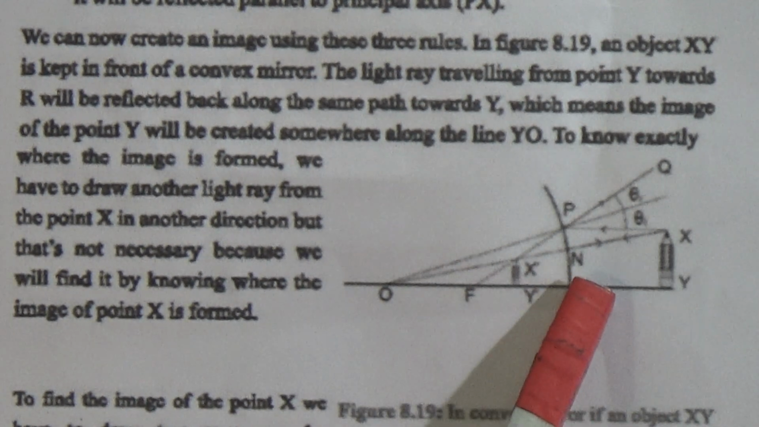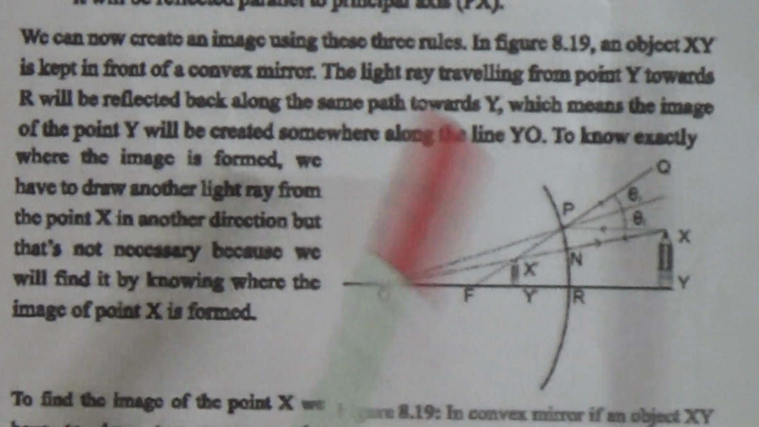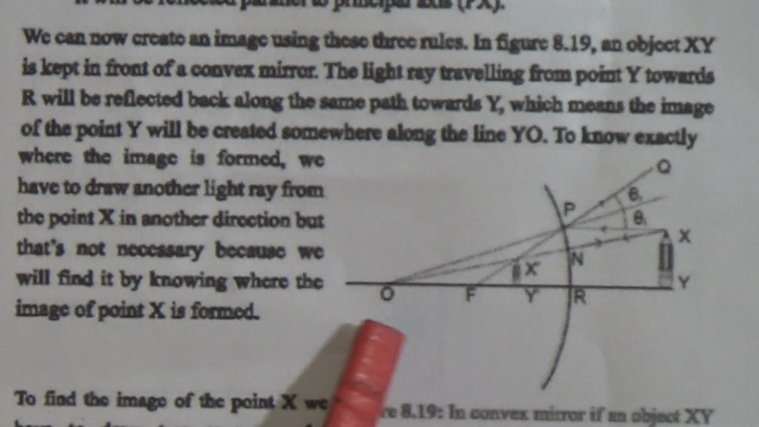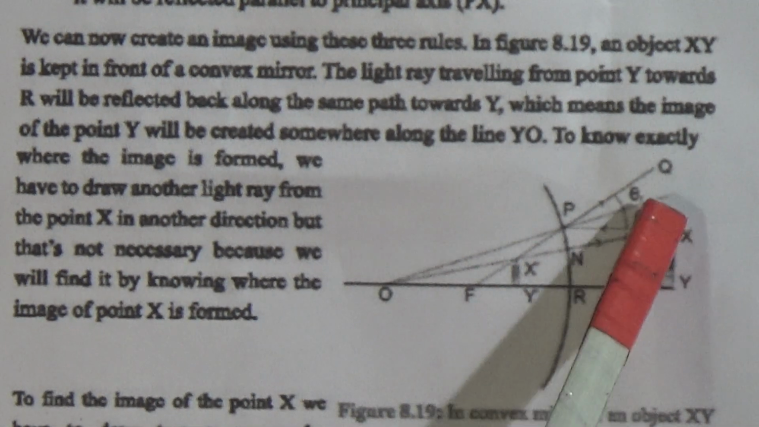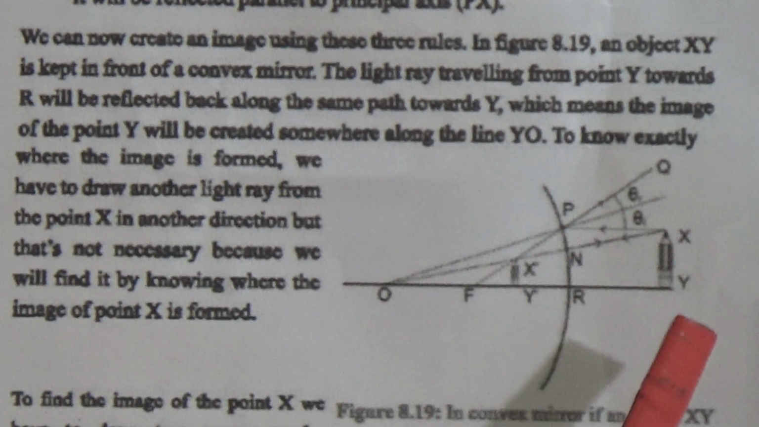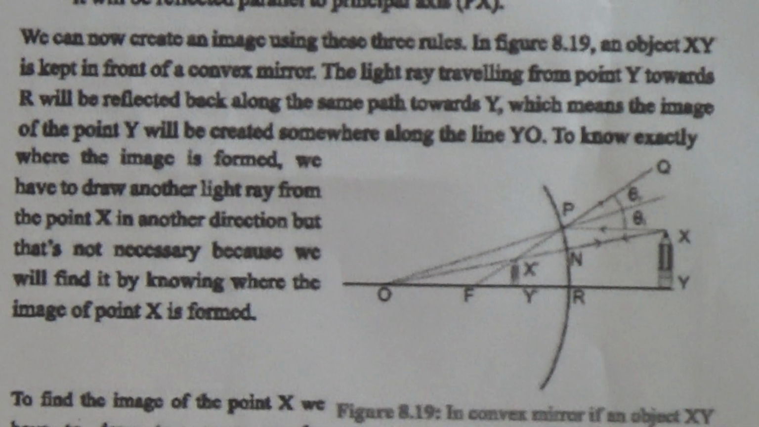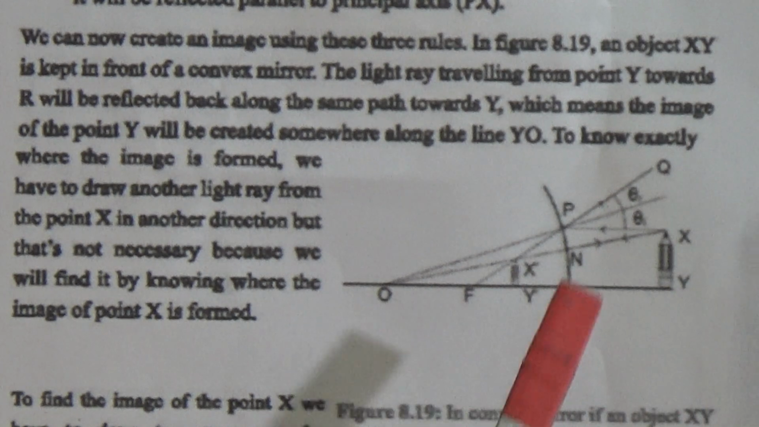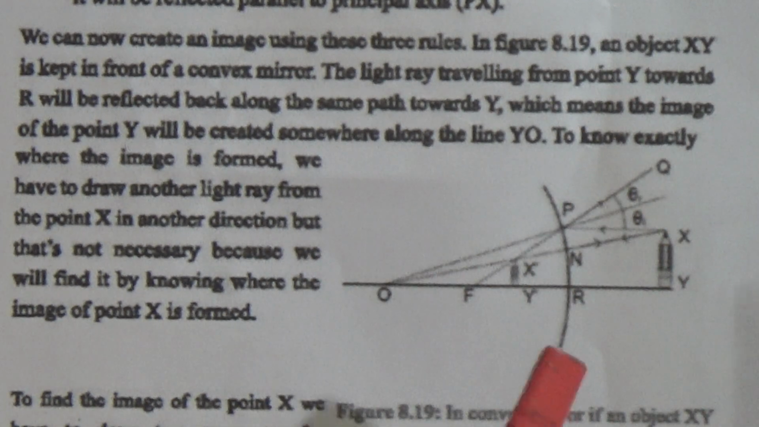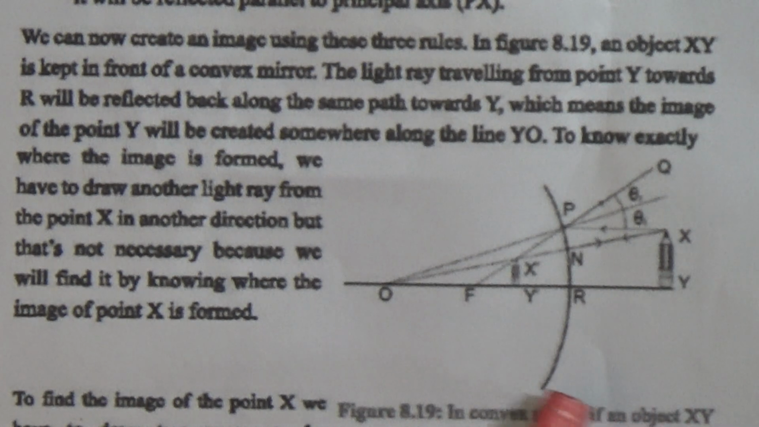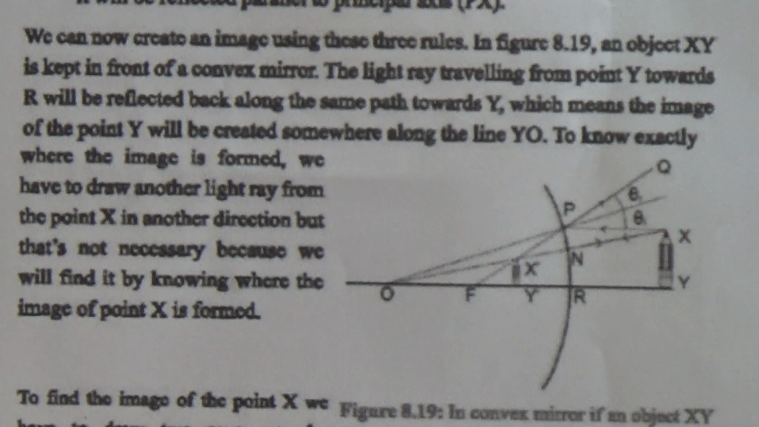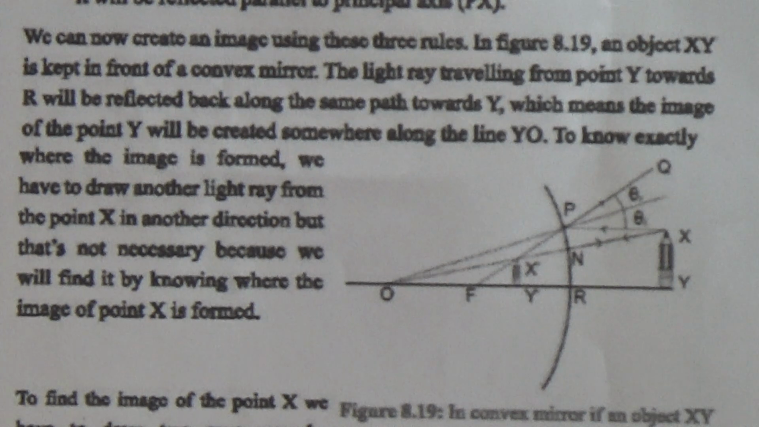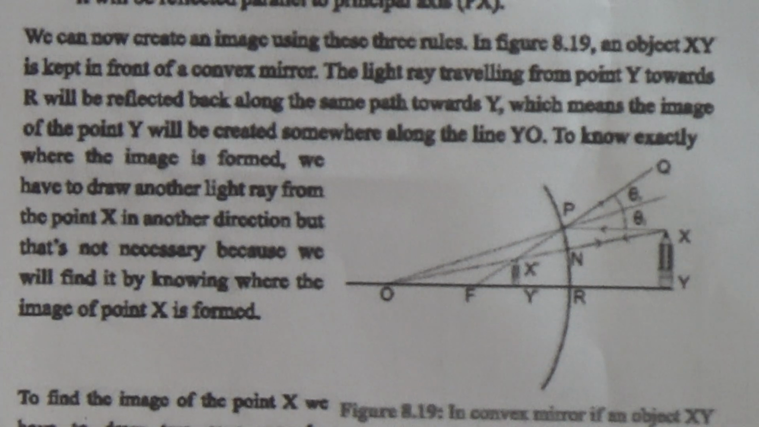And to know exactly where the image is formed, we have to draw another light ray from the point X in another direction, but that is not necessary because we will find it by knowing where the image of point X is formed. To find the image of the point X, we have to draw 2 rays, one by connecting to the point X, as we have done before, as the YR ray was reflected back to the point Y.